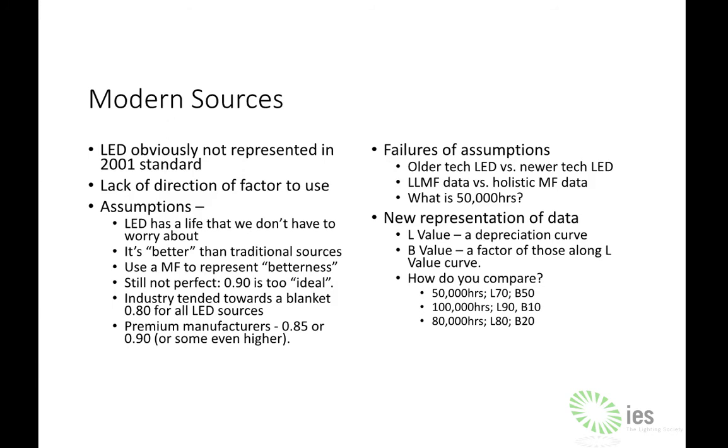B10 means about 10% of those fittings have reached L90 at 100,000 hours, as opposed to L70, B50, 50,000 hours, which says about 50% of those LED fittings have hit L70 at 50,000 hours. So you can see straight away that an L90, B10, 100,000 hours fitting is better than an L70, B50, 50,000 hours fitting. But how do you compare those two, considering that's your end point, and you know your start point, but you know nothing in the middle?